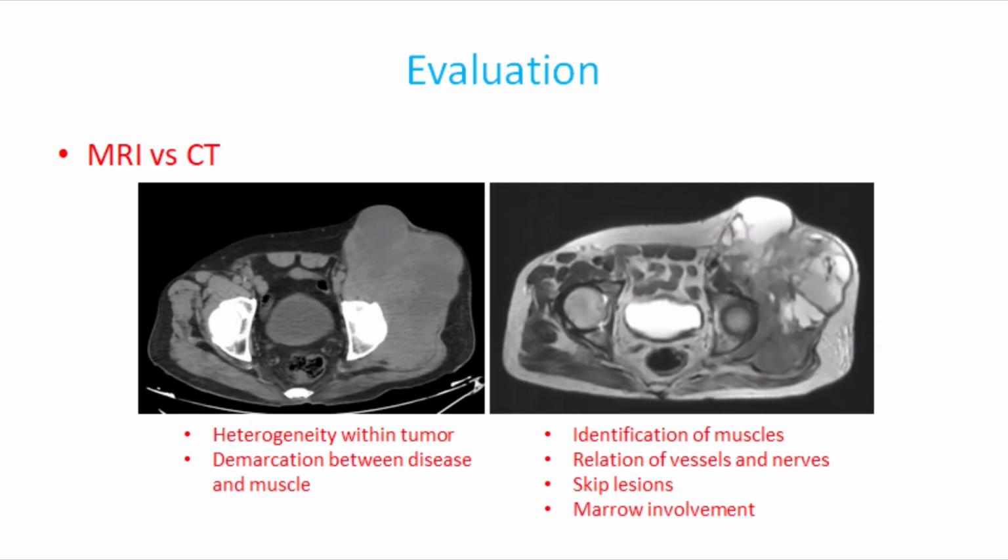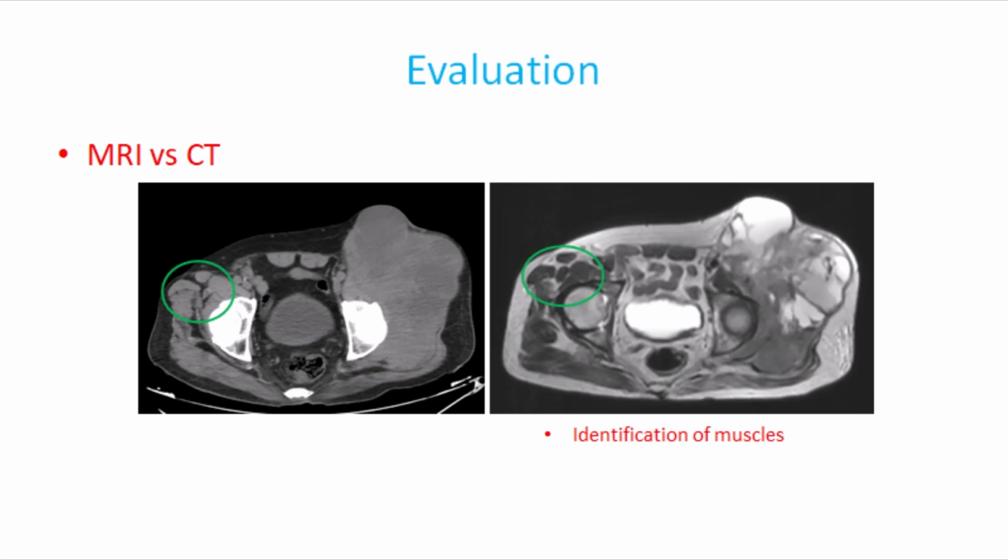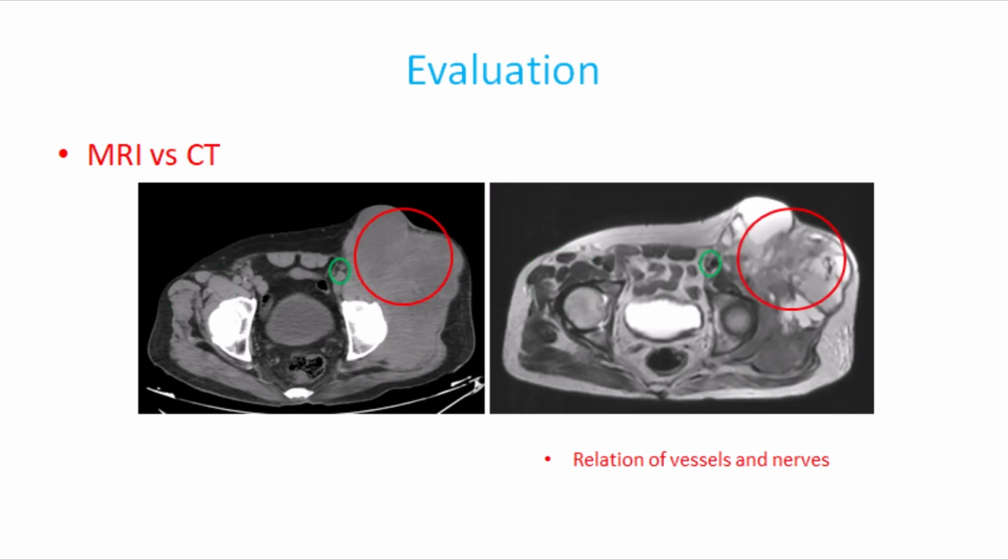For tumors, contrast MRI is the investigation of choice instead of CT scan, which is routinely prescribed in trauma practice. The reason being, MRI gives more detail about soft tissue and marrow involvement as compared to a CT scan. If we compare CT and MRI images of the same patient at the same level, the demarcation between disease and normal tissue, and the relation of the tumor with respect to surrounding muscle, vessels and nerves are better seen on an MRI.